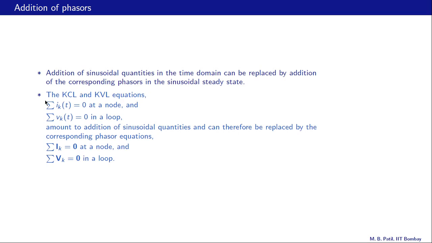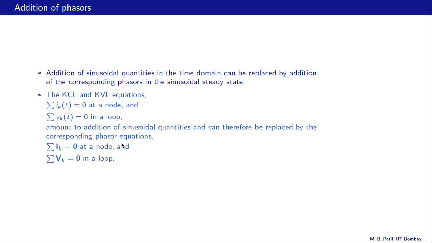The KCL and KVL equations, that is sigma ik of t equal to 0 at a node, that is all currents at a given node add up to 0, and sigma vk of t equal to 0 in a loop, that is all voltages as we go along a loop add up to 0. These equations amount to addition of sinusoidal quantities and can therefore be replaced by the corresponding phasor equations.